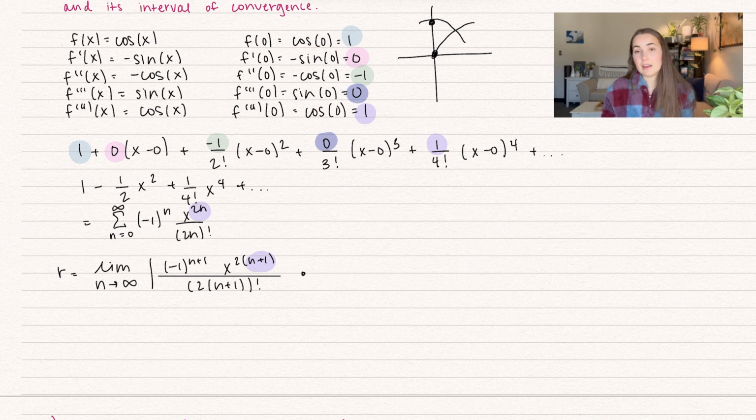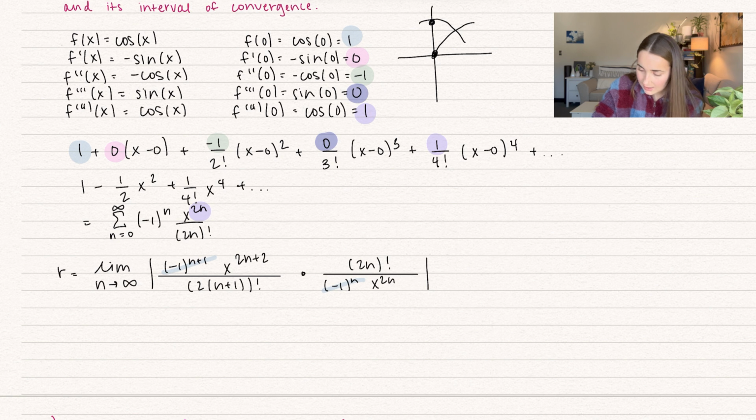Now we just need to divide by the actual terms. And in order to divide, I'm just going to multiply by the reciprocal. So we multiply by the reciprocal, we get 2n factorial in the numerator divided by negative 1 to the n, x to the 2n. So let's go ahead and see what cancels out here. First of all, we have the negatives cancel out because we're working in absolute values anyways. Now let's go ahead and distribute this 2, right? Because this is going to become 2n plus 2. We have x to the 2n cancels with x to the 2n. That just leaves an x squared in the numerator.